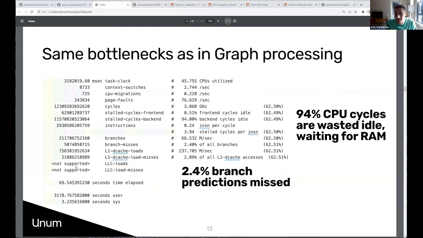Once you start benchmarking those, and you can use tools that are known in the Linux community, like perf, it will spit out a chart or a table like this in your console, highlighting some of the problems of those algorithms. Assuming it's a multi-layer graph that indexes a point cloud, there will be a lot of bottlenecks very common to graph algorithms. So 94% of the CPU cycles are wasted idle, waiting for RAM.